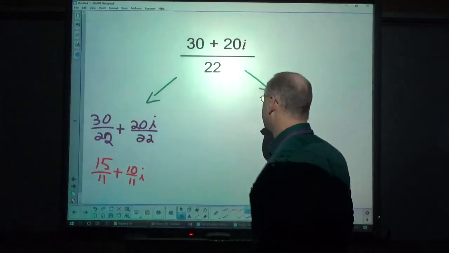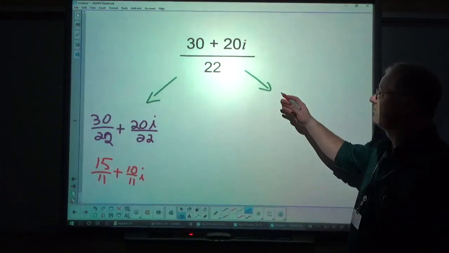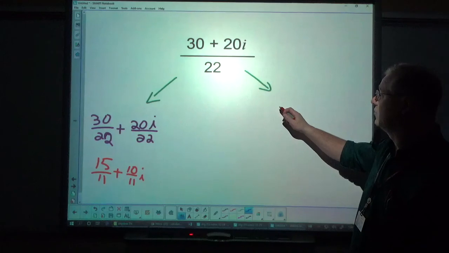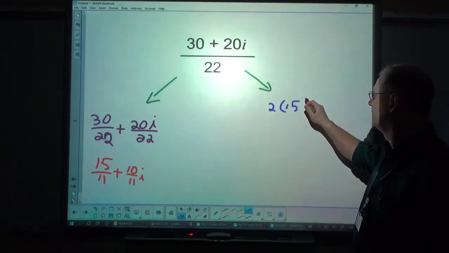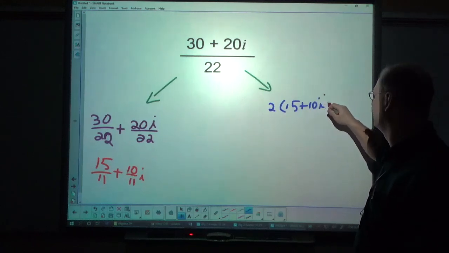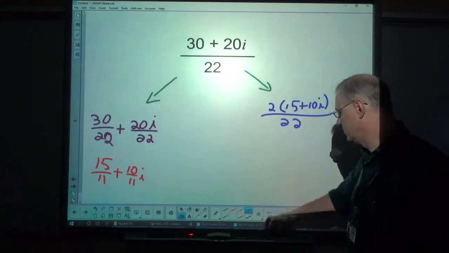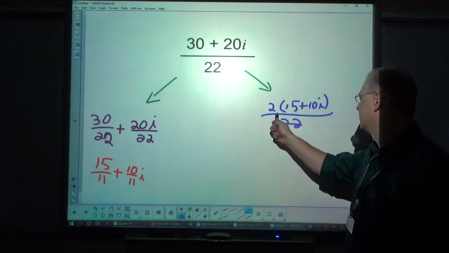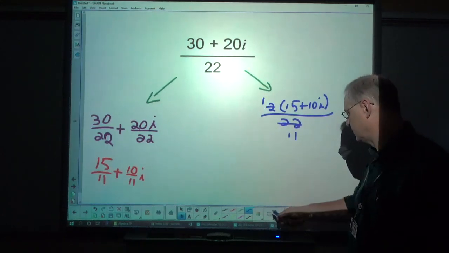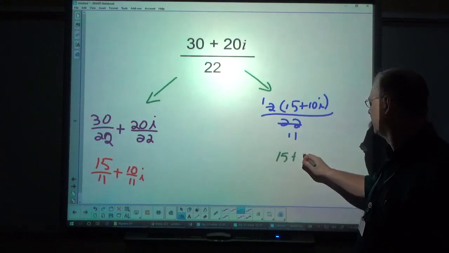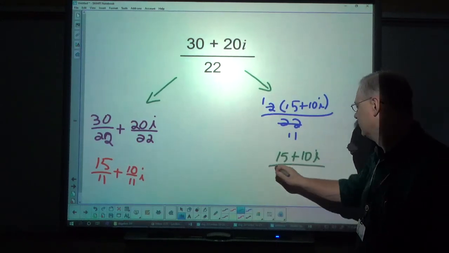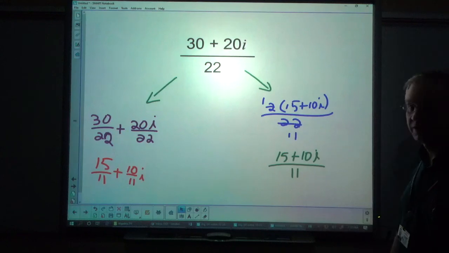However, it's just as good to simplify this fraction by pulling out a 2 on top and having 15 plus 10i over 22, reducing, and 15 plus 10i over 11 as your answer.